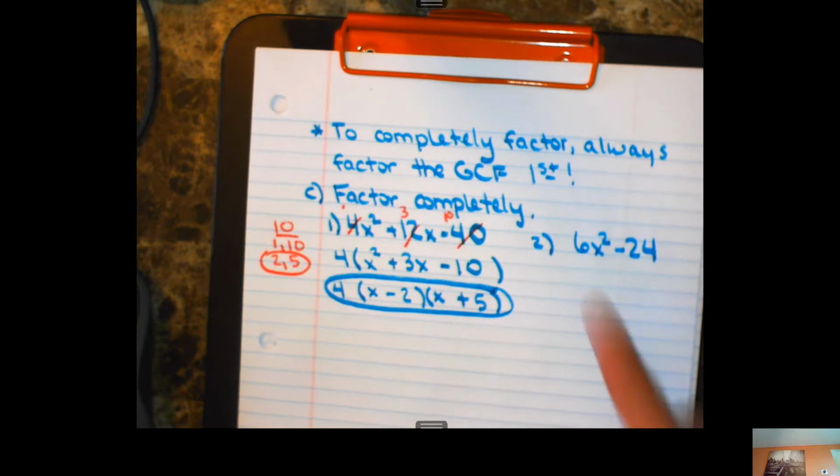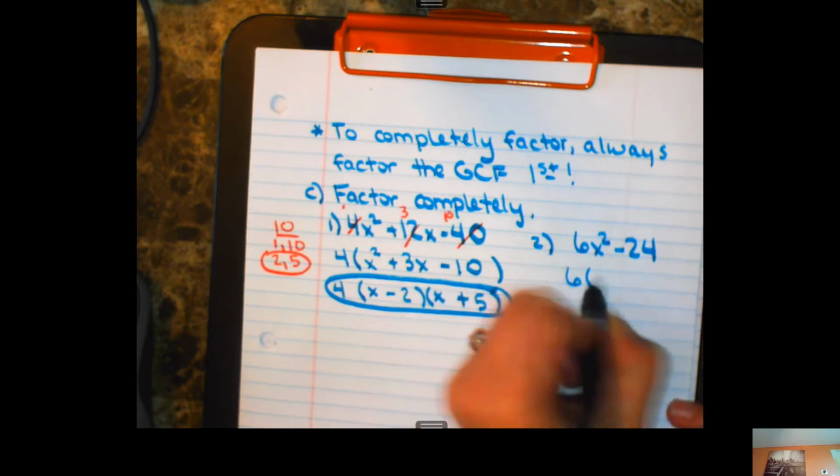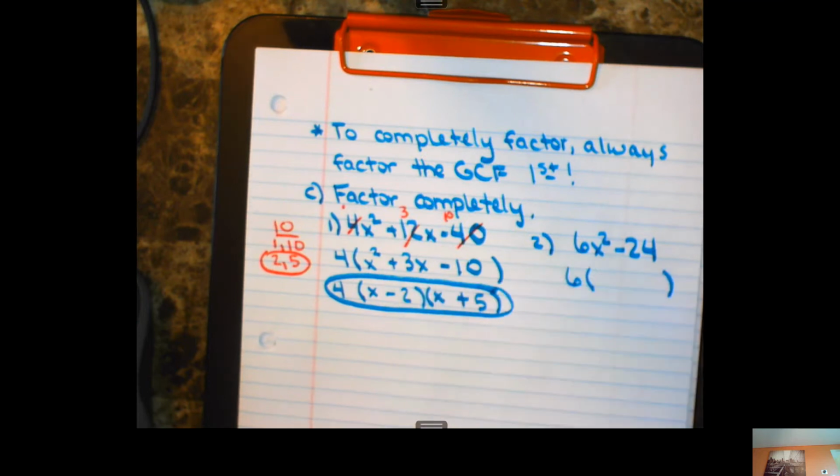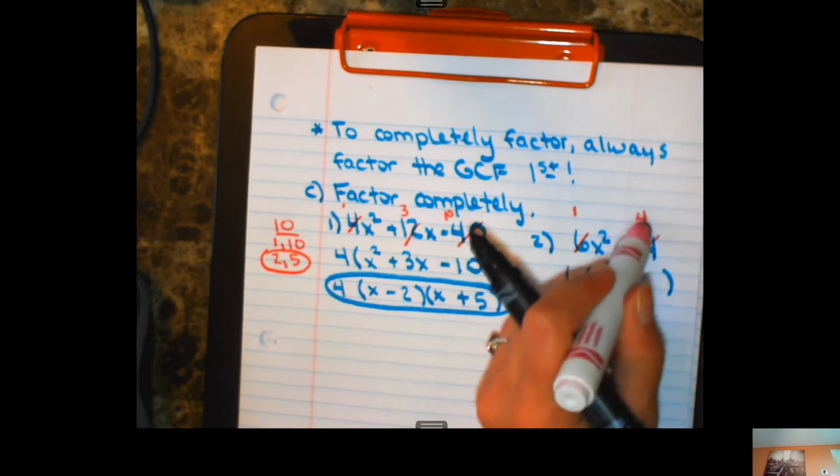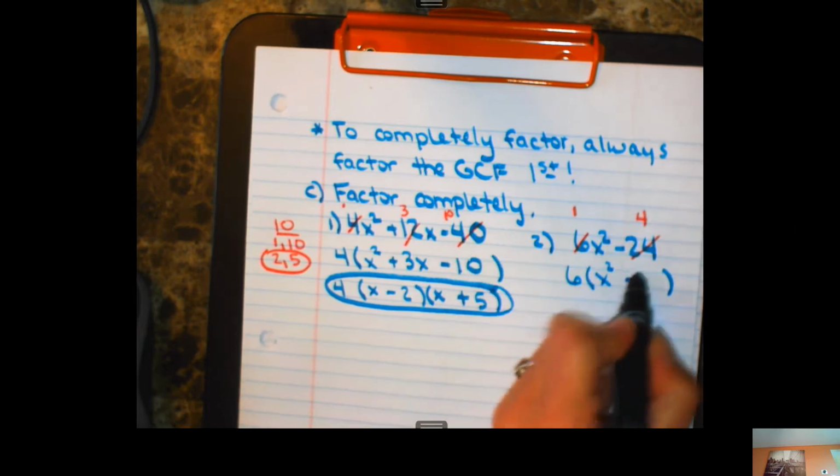Since there's a number in front of the x squared, we're going to see if we can divide that out. We can divide both of these by 6. So the first step is I'm going to take the 6, make a big set of parentheses, and I'm going to divide the 6 out to see what's left. So 6 divided by 6 is 1, so I'm left with x squared. I don't need the 1. 24 divided by 6 is 4, so I'm left with minus 4.